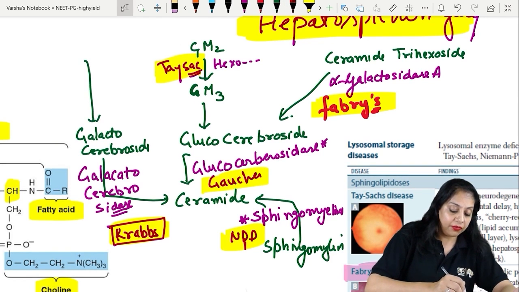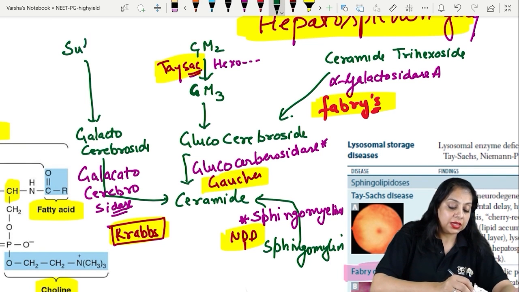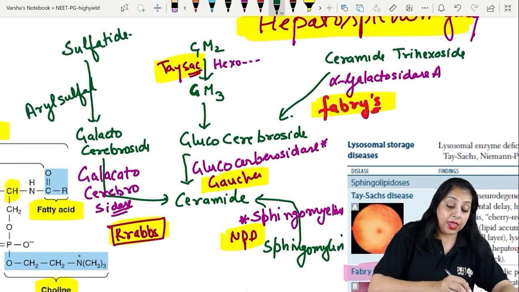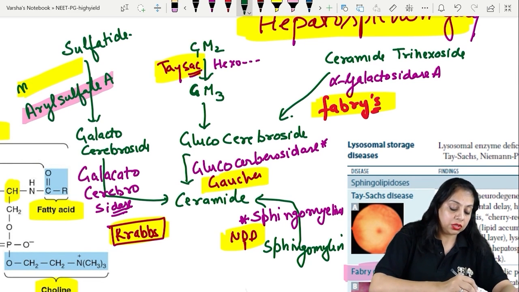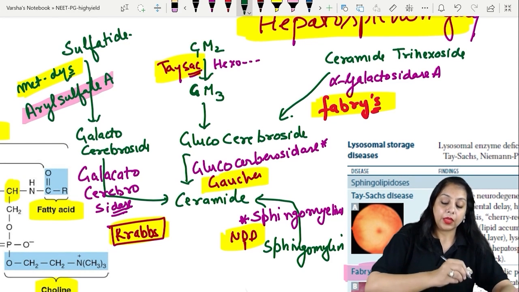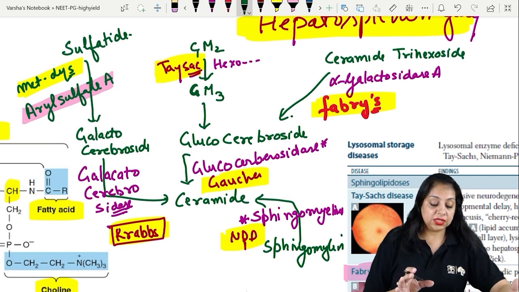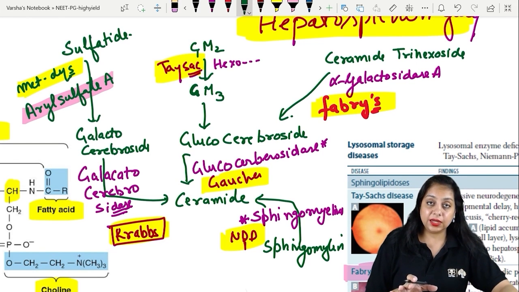That involves a huge complex, the sulfatide, and arylsulfatase A is the enzyme. Remember this, I'm telling you over and over. Deficiency of arylsulfatase A leads to metachromatic leukodystrophy, which was asked last year in the question paper. So these are all the enzymes and their related diseases.